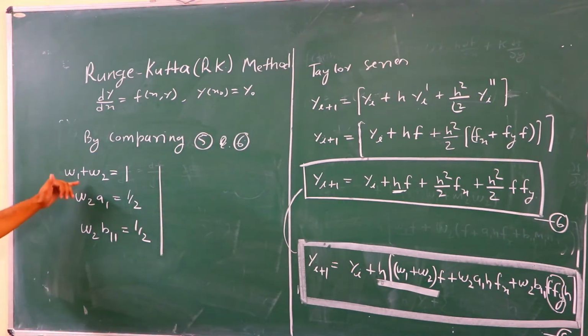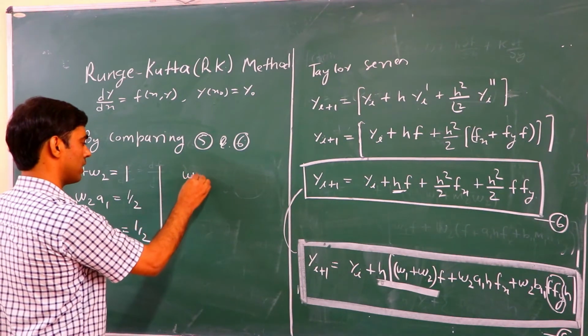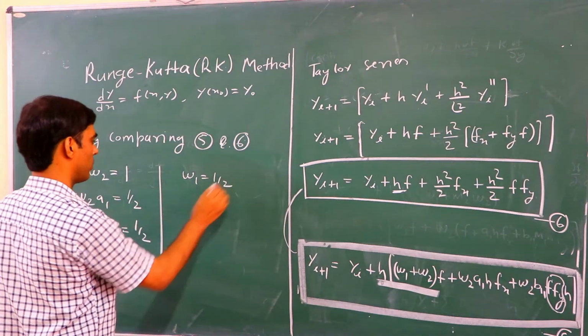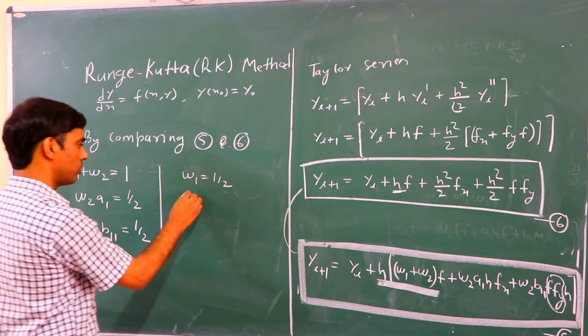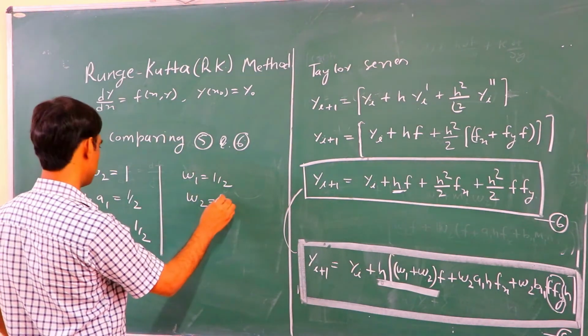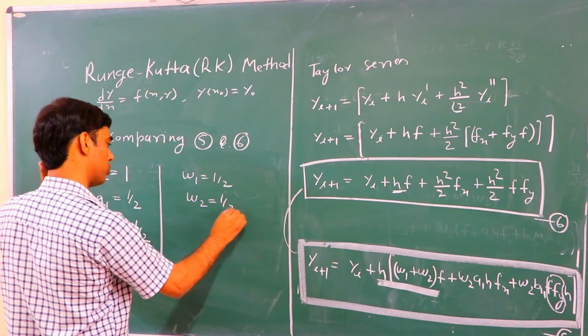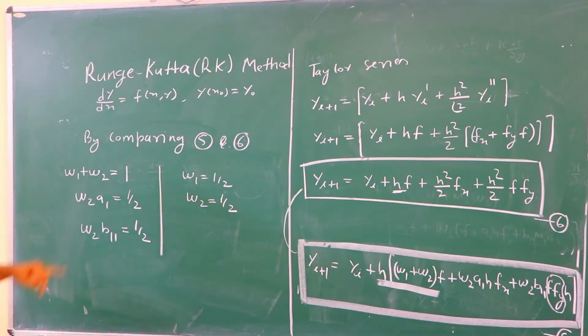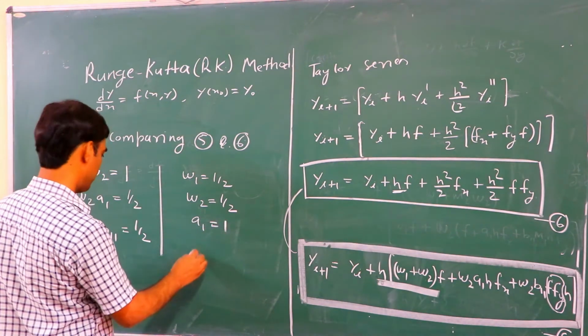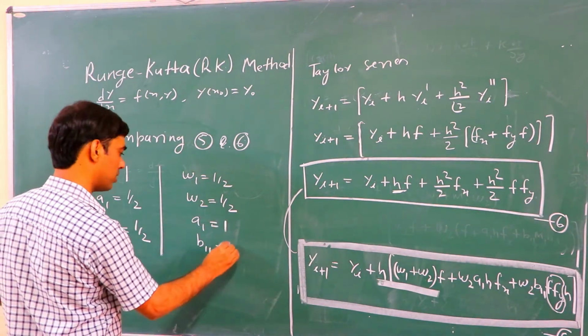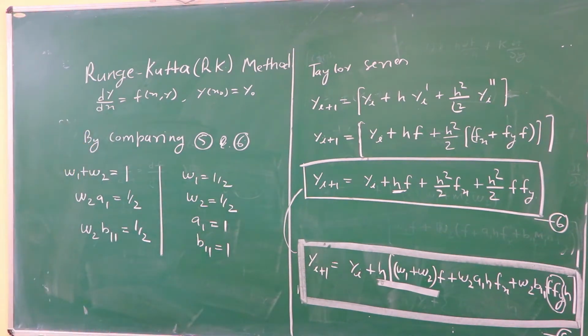So by choosing any arbitrary constant, for example W1 equal to 1 by 2, then what is the value of W2? W2 becomes 1 by 2. If W2 becomes 1 by 2, then what is the value of A1? A1 becomes 1 and B11 becomes 1.